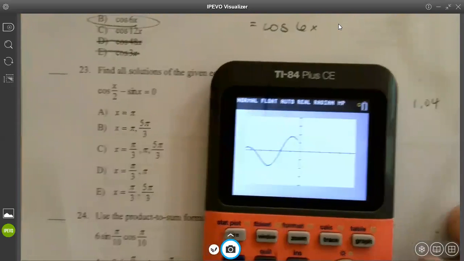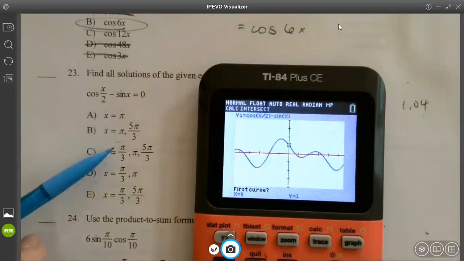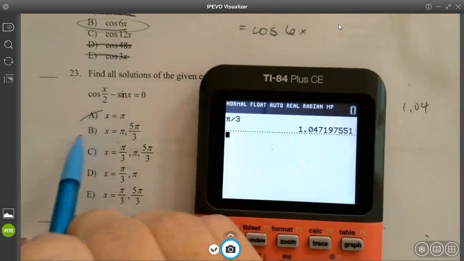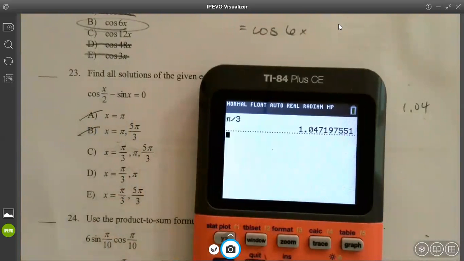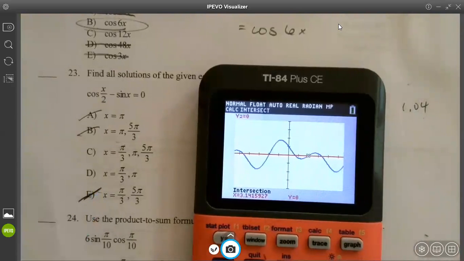So 1.04, we know that that's not pi, right? What is pi? Okay, so what about pi over 3? I'm going to put that in my calculator. What did I get? So I know pi over 3 is one of my answers. So these go away because I don't have pi over 3. Second trace intersect, we're going to look at the next one. It's at 3.14, which is pi. So I know I have a pi, so E has to go away.